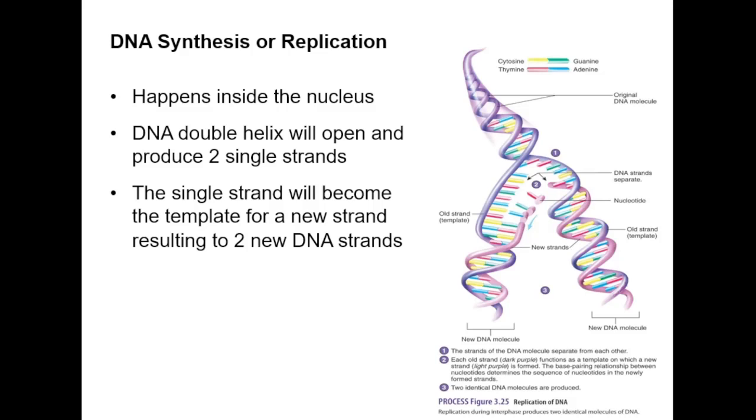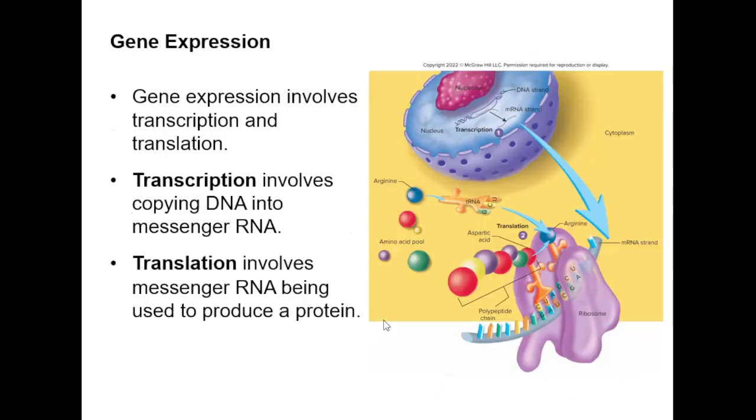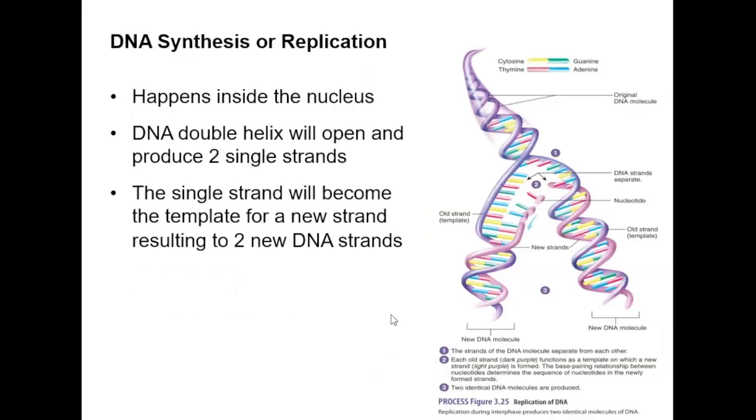So what happens here is that first, your DNA double helix will have to open up. If it opens up, it will produce two single strands, as you can see here. The single strand is represented by the darker violet strand. Now that we have two single strands, those two single strands will become a template for the new strand, and the double helix will eventually open up all the way to the end and produce two new DNA strands. So that's what happens in DNA replication.